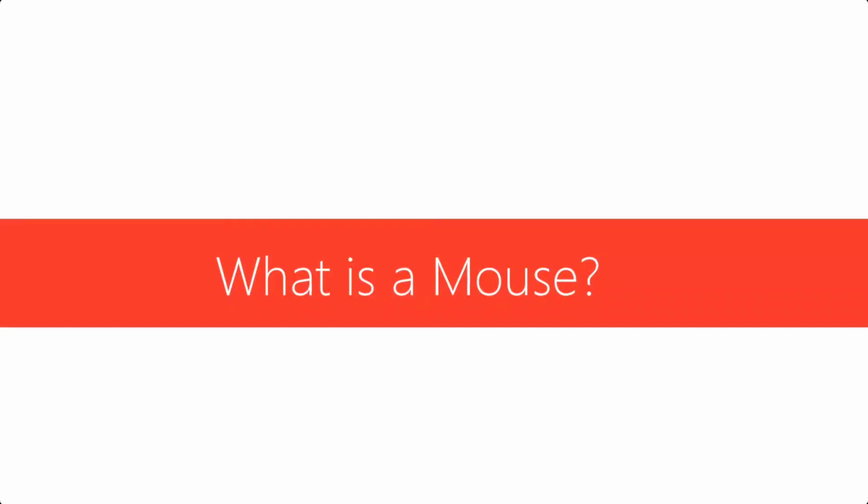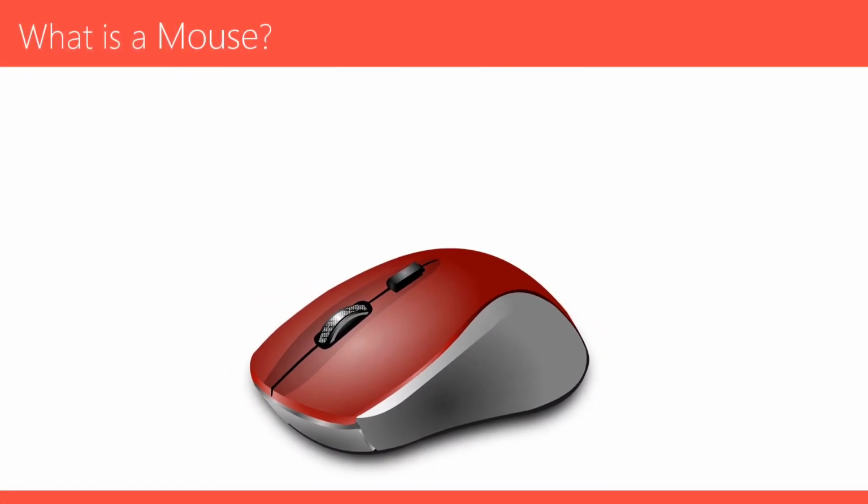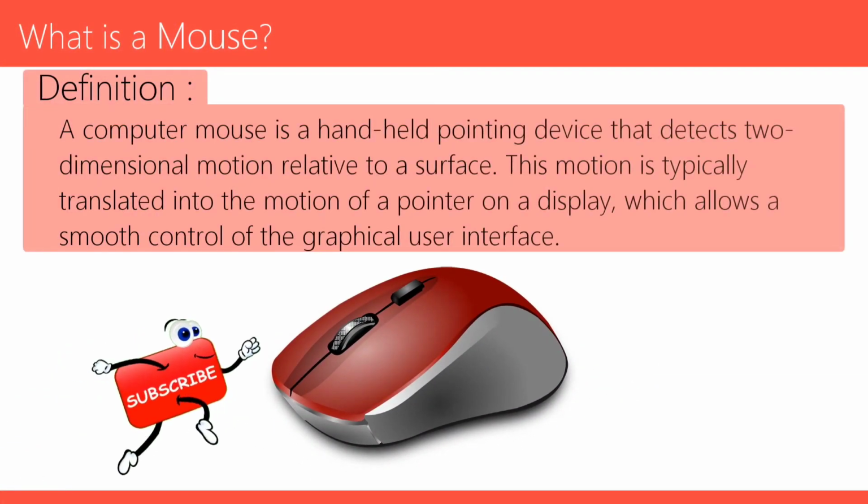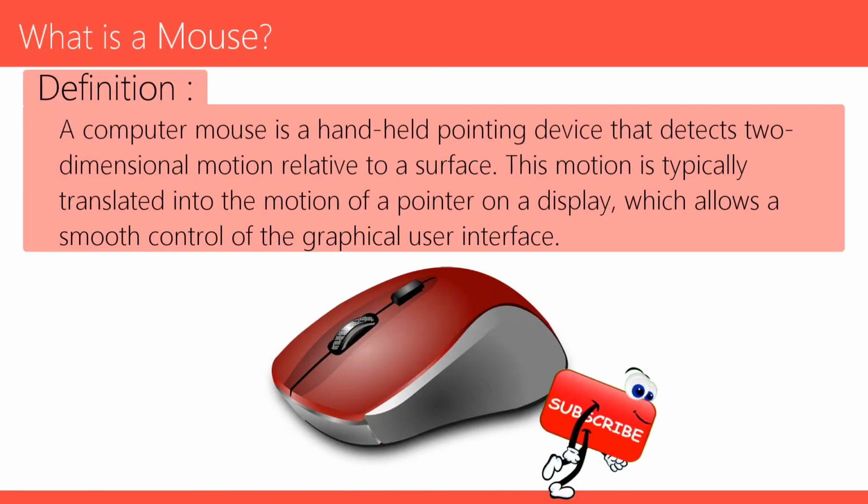What is a mouse? A computer mouse is a handheld pointing device that detects two-dimensional motion relative to a surface. This motion is typically translated into the motion of a pointer on a display, which allows a smooth control of the graphical user interface.